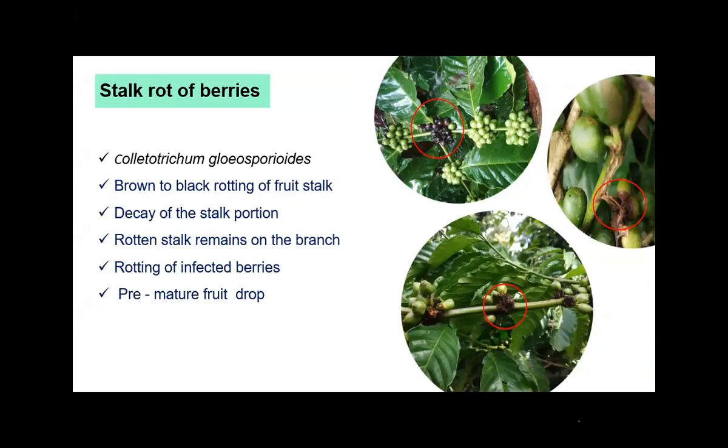Initially, we will be seeing brown to black rotting of the fruit stalk. Here you can see the fruit stalk is rotting. Then decay of the rotted portion takes place, and the rotten stalk remains on the branch. Here you can see only the rotten stalk is remaining on the branch, and premature fruit drop will be seen.